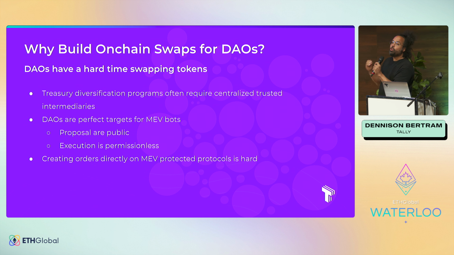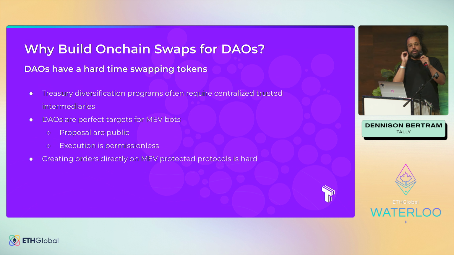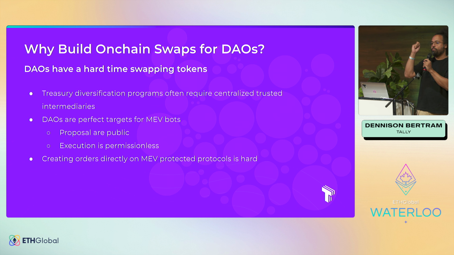And this problem actually only gets worse for DAOs, right? DAOs are a perfect target for MEV bots for a couple reasons. Proposals are public, right? By the nature of it, if I have a DAO and I say I would like to swap $50 million of one token for $50 million worth of another token, everybody in the room knows about it. And they know about it sometimes for weeks in advance. So if you are an MEV person, you could build a strategy specifically around sandwiching that one proposal.